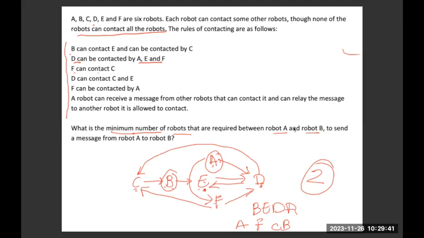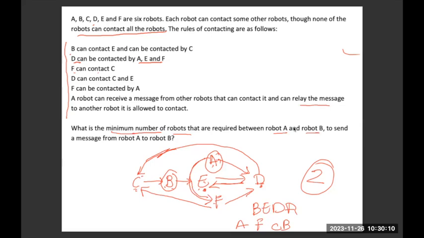D can contact C and E. D can contact C, which is this loop provided. And the E loop is a two-way loop provided here. F can be contacted by A, so this loop comes here. Now what is given in the last thing is a robot can receive a message from other robots and can relay the message to another robot, and it is allowed to contact.